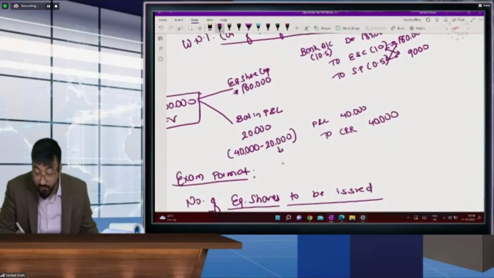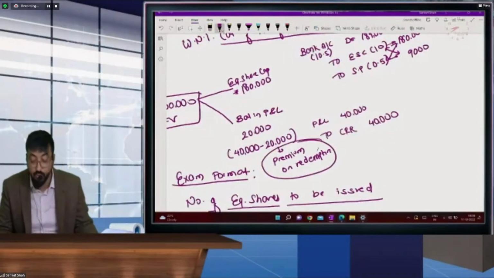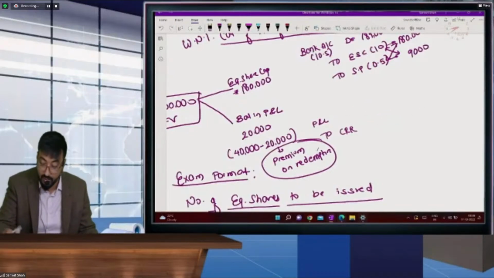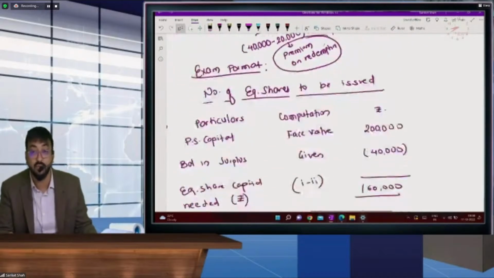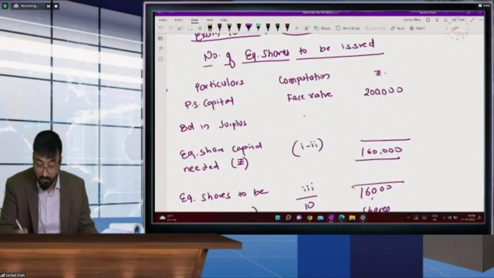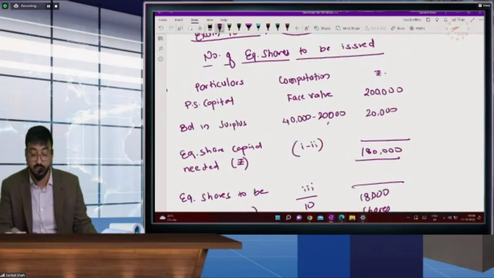This is beta, why 20,000? This is premium on redemption. Now this is correct one. In scanner it is wrong, beta. Premium on redemption is 20,000. So P&L to CRR 20,000. I forgot to consider premium on redemption. So balance in P&L is only 20,000. Balance in surplus 40,000 minus 20,000. This is 1,80,000, 18,000 shares. So this is the correct answer.